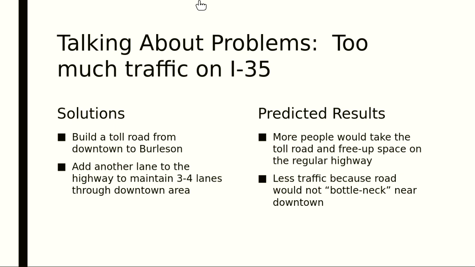So you can look at a map. You'll see my first solution, build. And as a result of building a toll road, more people, now I'm on the right side of the screen, you can see more people would take the toll road and free up the space on the regular highway. So this is what would happen. This would be the result of following my suggestion. Okay, so I have a solution, and then I talk about the results of that solution.